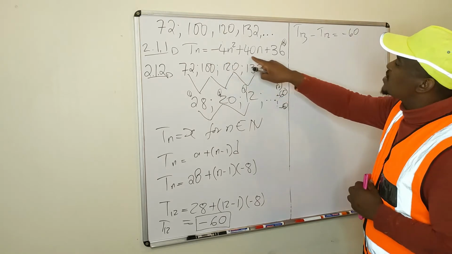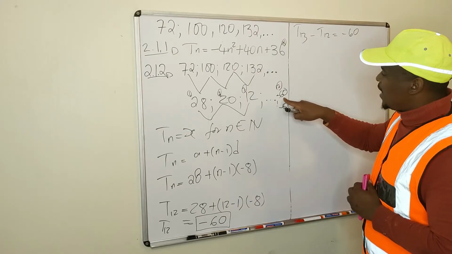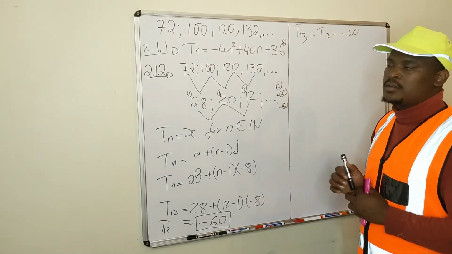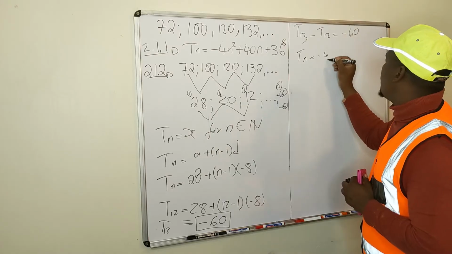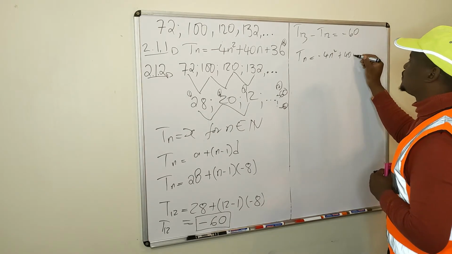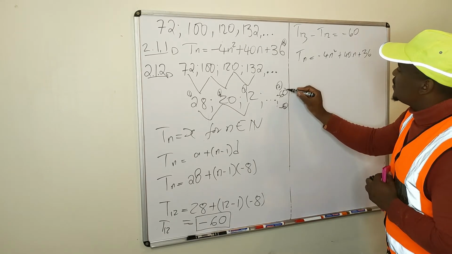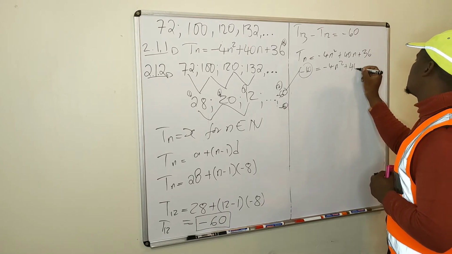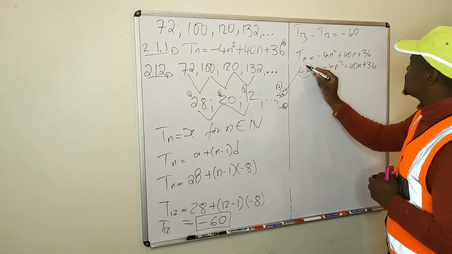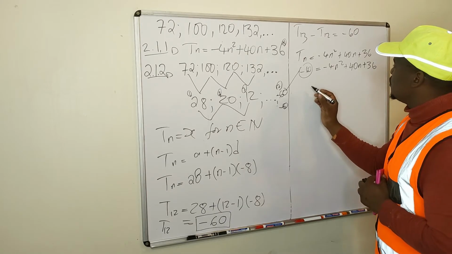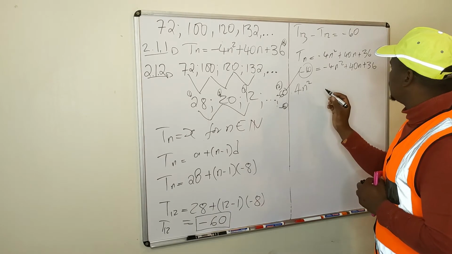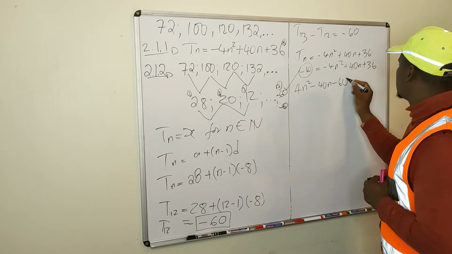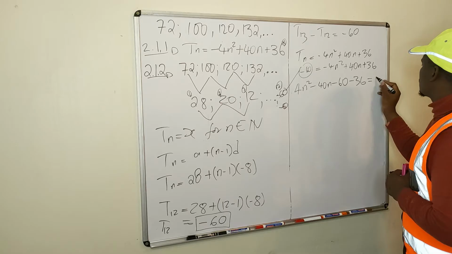How do we do that? We use our general formula that we found. The term that we're looking for is minus 60. Then we want to find its position. So we say, we have Tn is equal to minus 4n squared plus 40n plus 36, right? So minus 60 is equal to minus 4n squared plus 40n plus 36. So we transpose these terms to the side. We have 4n squared minus 40n minus 60 minus 36 is equal to 0.